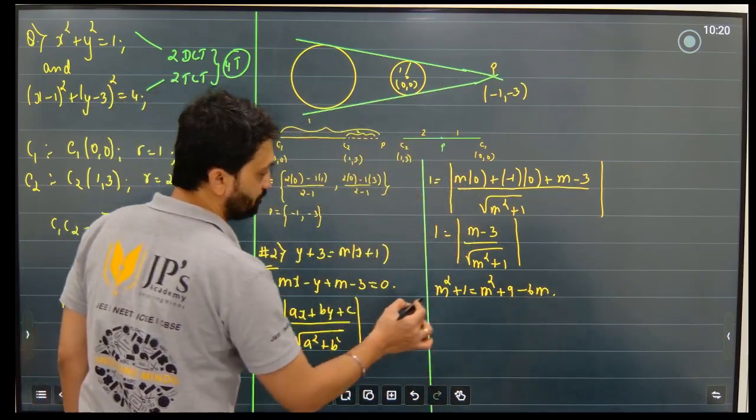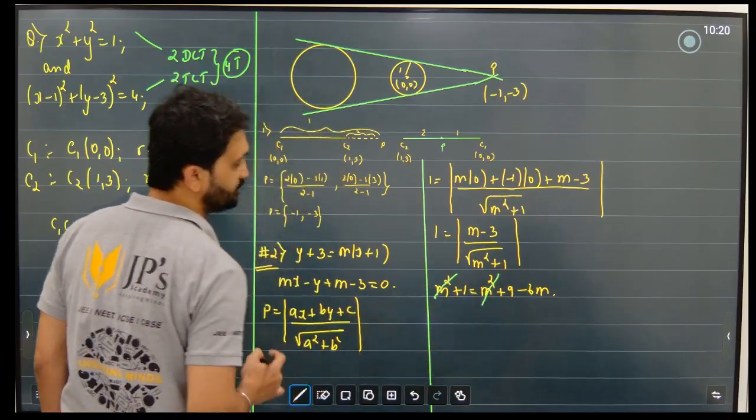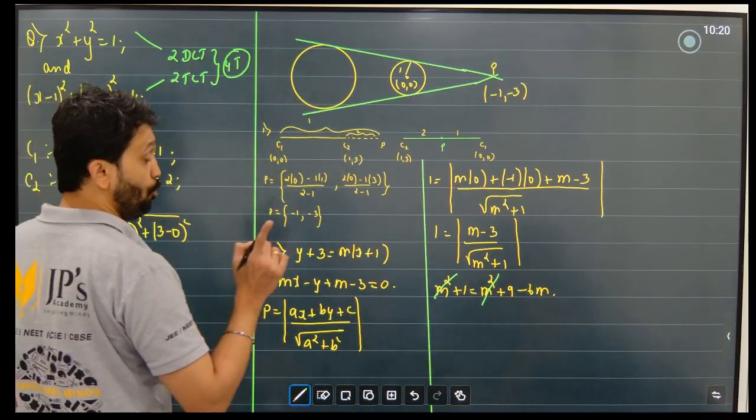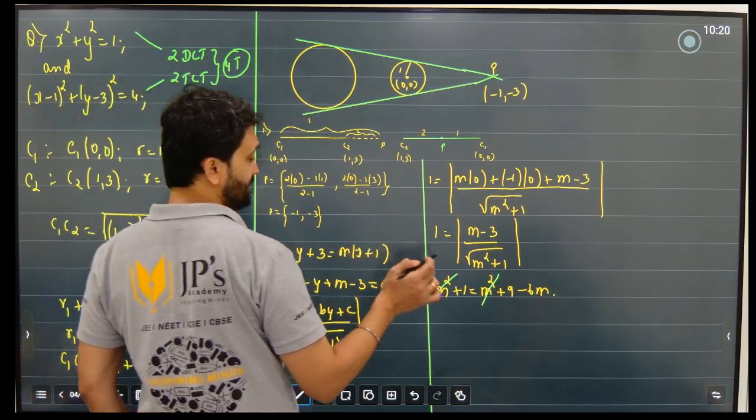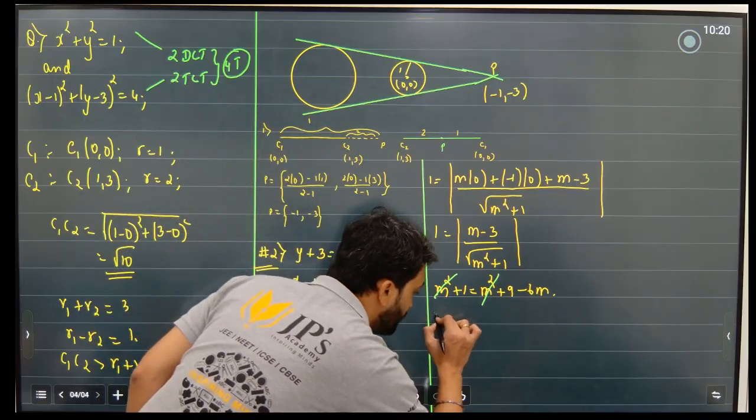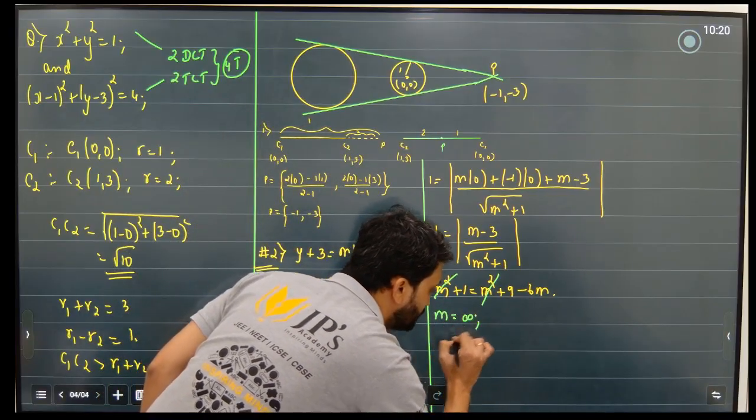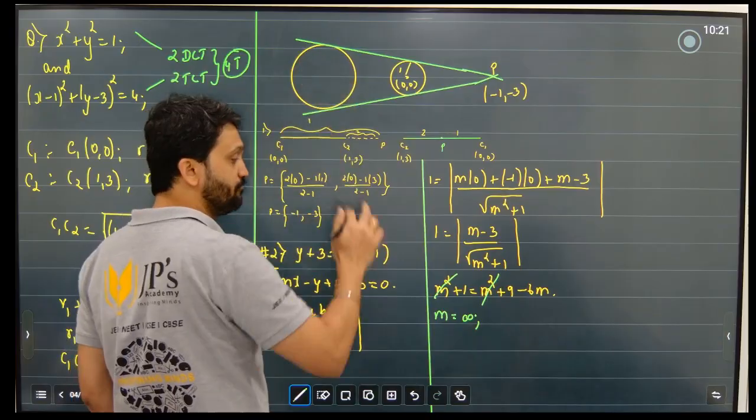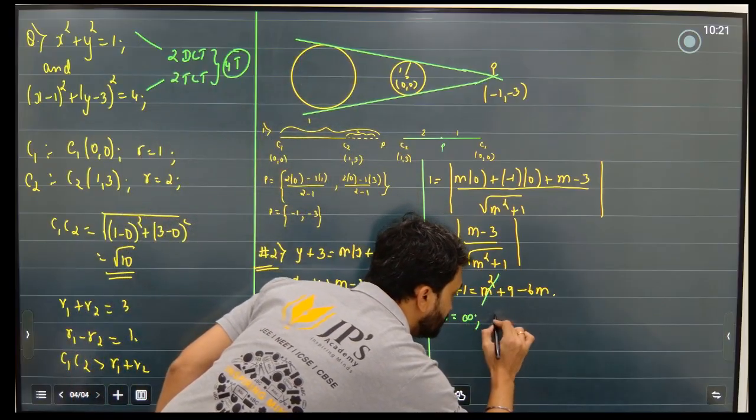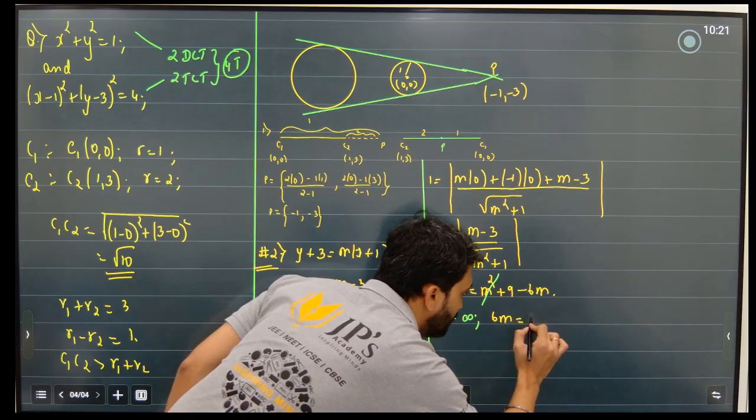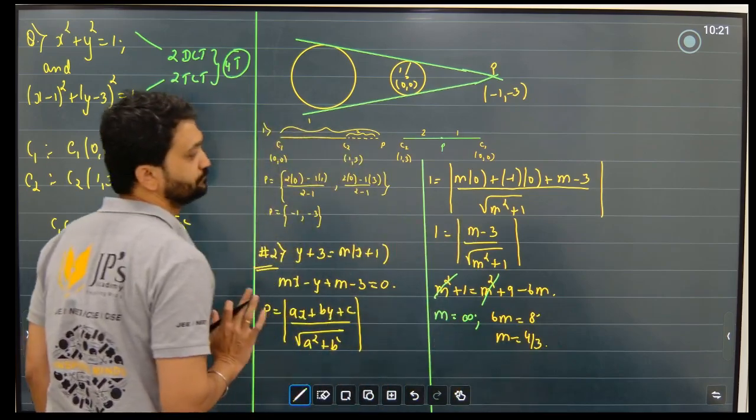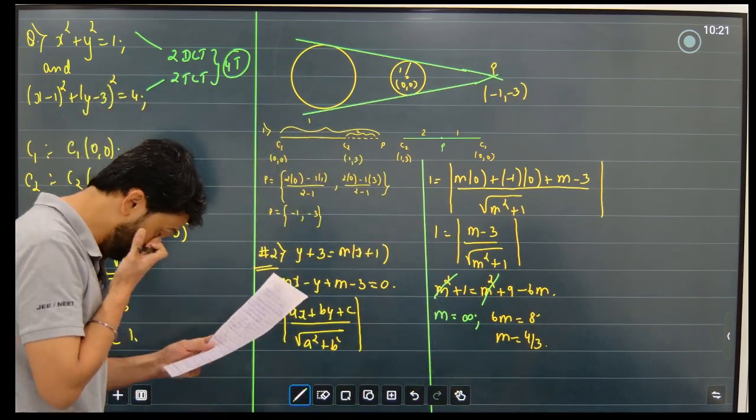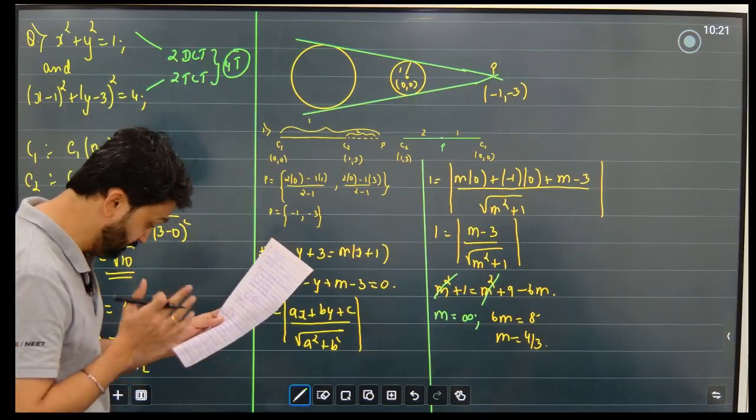Now remember this, whenever your m square terms get cancelled, it means that one of the slopes is infinity. So I'll directly write that m is equal to infinity is one of the slopes. It will be tangent at infinity. And the second value is 6m is equal to 8, m is equal to 4 by 3. And I have two slopes. One is infinity and one is 4 by 3.